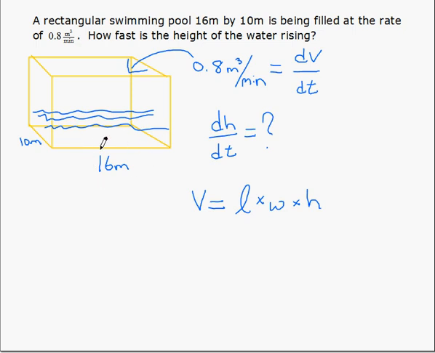However, we know that the width and the length are both fixed here. They're constants. So we can substitute those in immediately because they don't change with respect to time. When we differentiate here, we only have to differentiate the variables that can change as a function of time. So we can start by replacing the length and width with 10 and 16. And we have to keep the height because it varies with time. So at this point, we can substitute anything that stays constant. Okay, so that gives us the volume equals 160h.